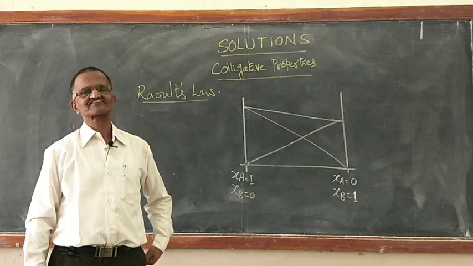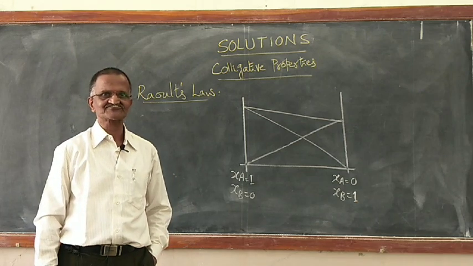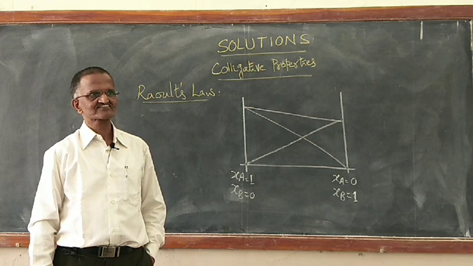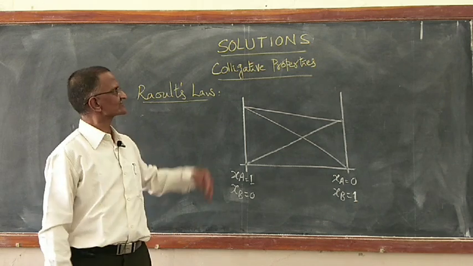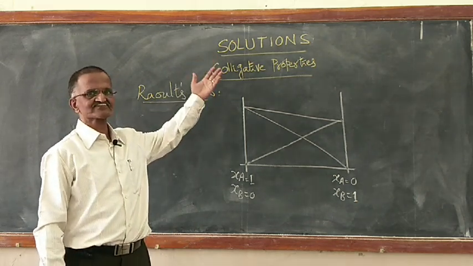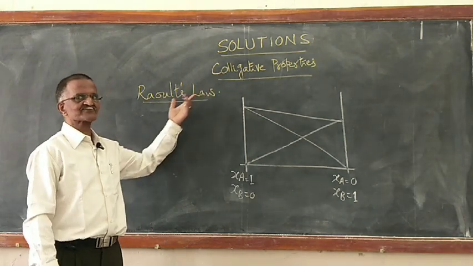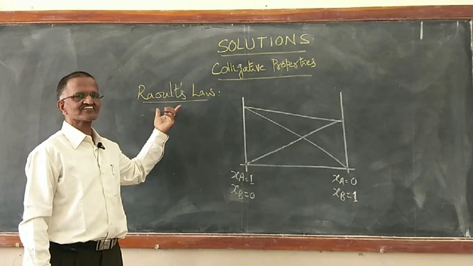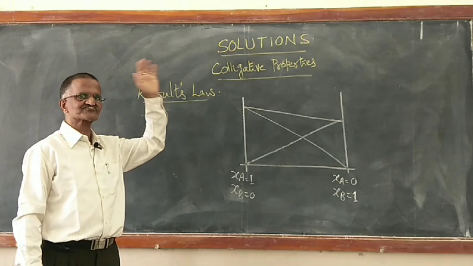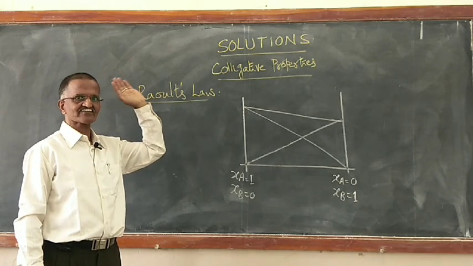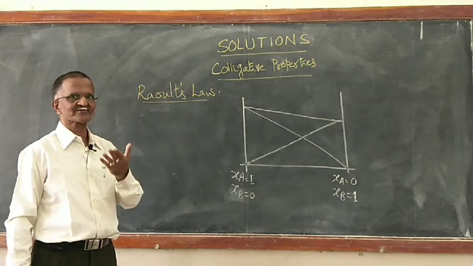Jai Gurudev. Once again, back to today's session. You all know that we are with solutions, talking about colligative properties, and to study more about that I should know Raoult's law. For this we understood Dalton's law, Henry's law, and then we are going ahead.